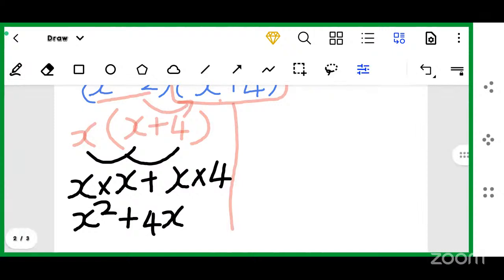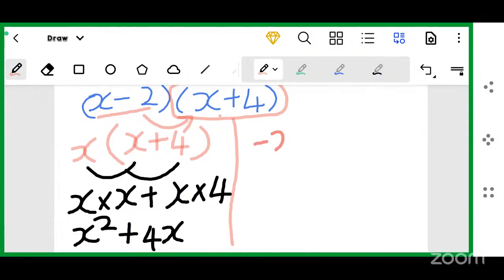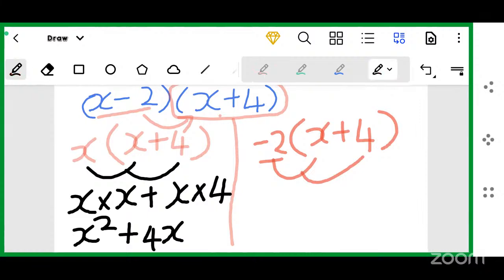Perfect. Okay, so the second part, what's left? You have your negative 2. So we write our negative 2 multiplied by x plus 4. You remove the brackets using the outside number, which is negative 2. So you're going to have negative 2 multiplied by x, and negative 2 multiplied by 4. So what is negative 2 multiplied by x?